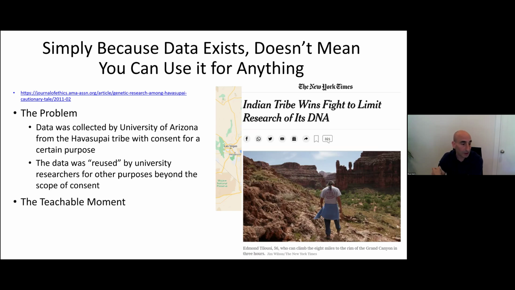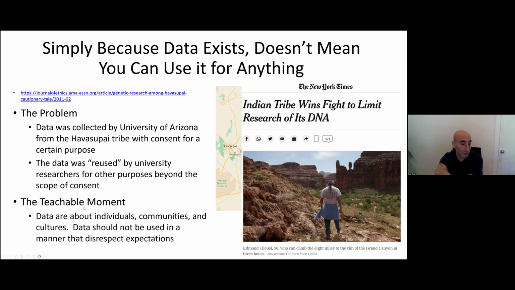And you had a very clear teachable moment here, which was that you have to recognize that data are about people. They are from particular individuals that come from particular communities, and they have particular cultures. Just because the data exists does not necessarily mean that you should disrespect the expectations of the populations and the individuals that have contributed to it. And so there's an issue here between the law of what is legally permitted versus what might be morally a harm.